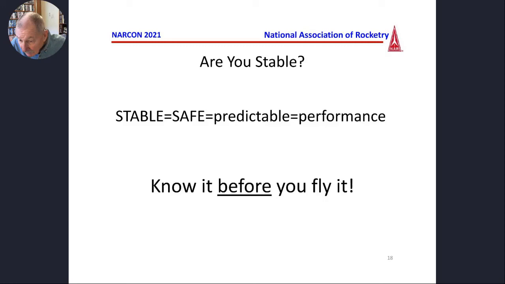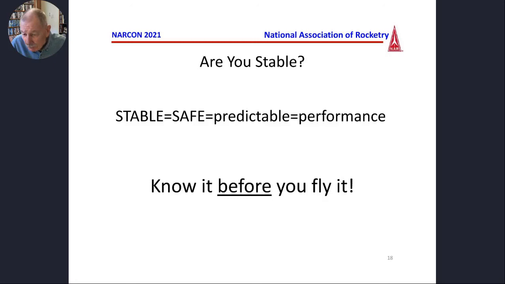So RockSim. Phil Newble is asking, in using RockSim, CP can be calculated using your equations or the RockSim equations, and they don't agree. I haven't seen that, so I'm not sure I understand what you're saying. The RockSim equations are, as far as I know, my equations. So I'm not sure I understand why that's happening, Phil.